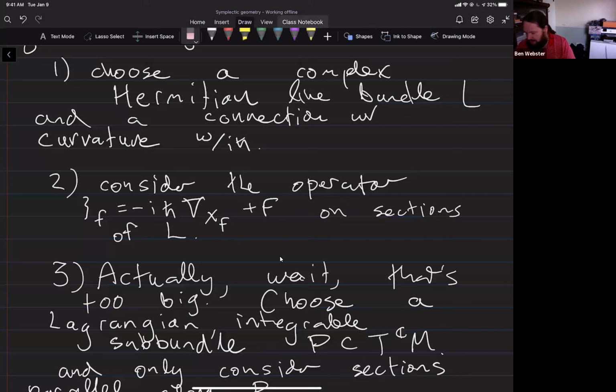Once you do that, then you can define an operator on the sections of this line bundle that satisfies the correct commutator property in relationship with Poisson bracket. Let me just remind you, the reason we need that connection is otherwise you won't get the right commutator. The curvature of the connection magically makes the commutator work out. And then you say, oh, no, that's no good. That's too big. So we have to choose a polarization, integrable Lagrangian subbundle of the complexified tangent bundle.